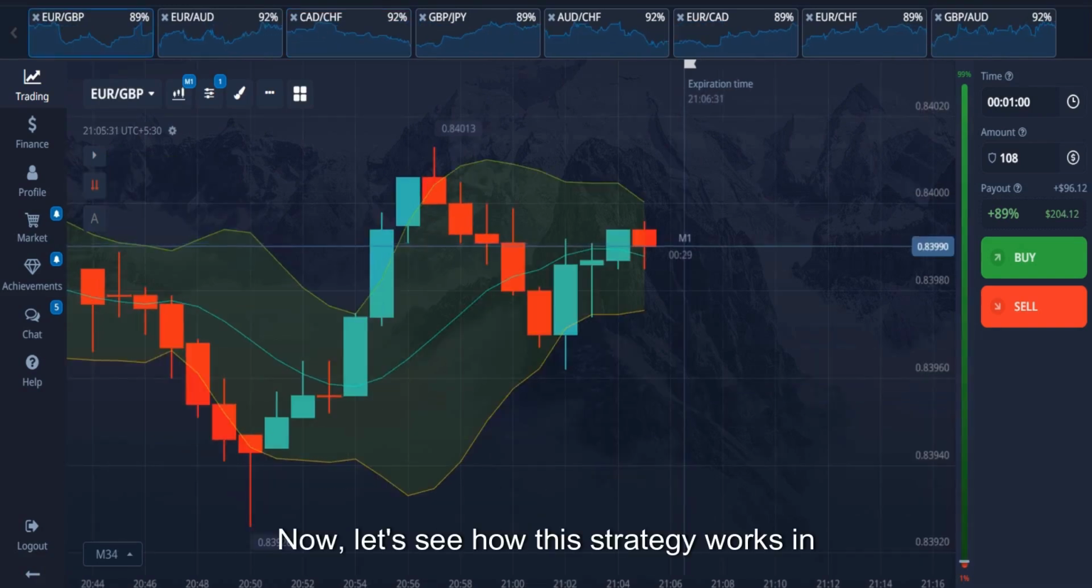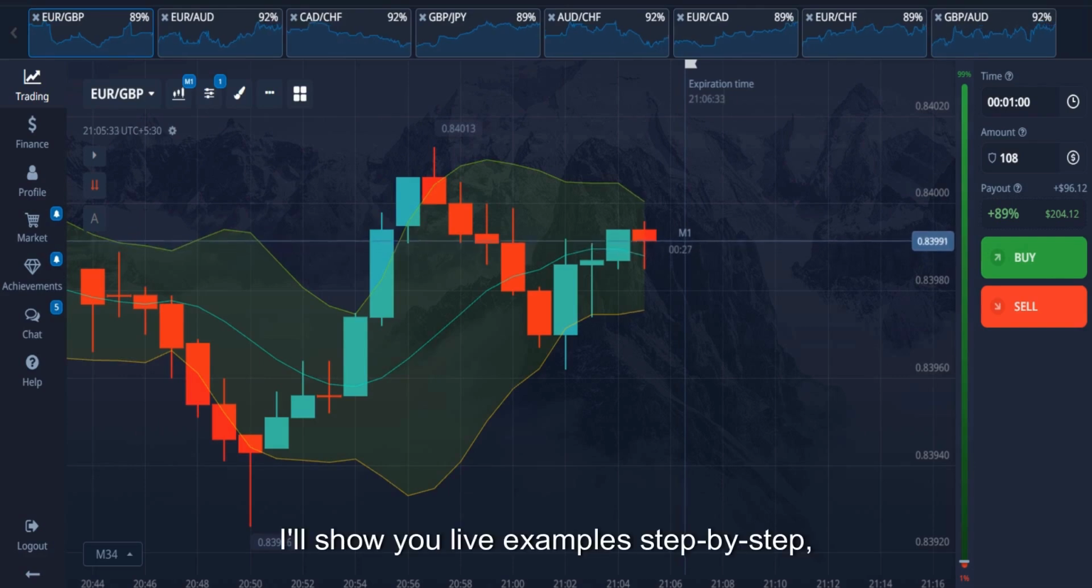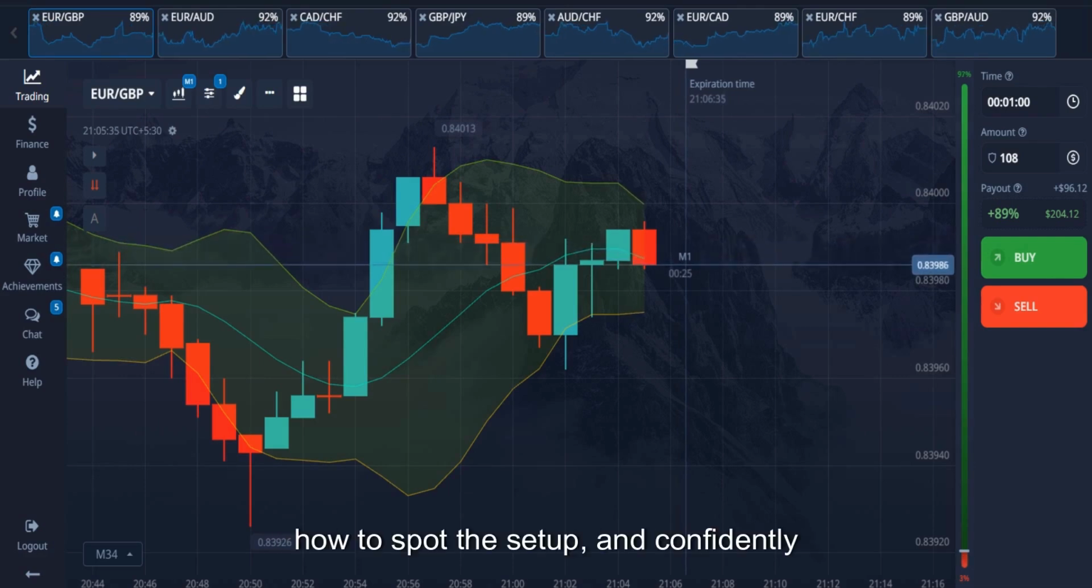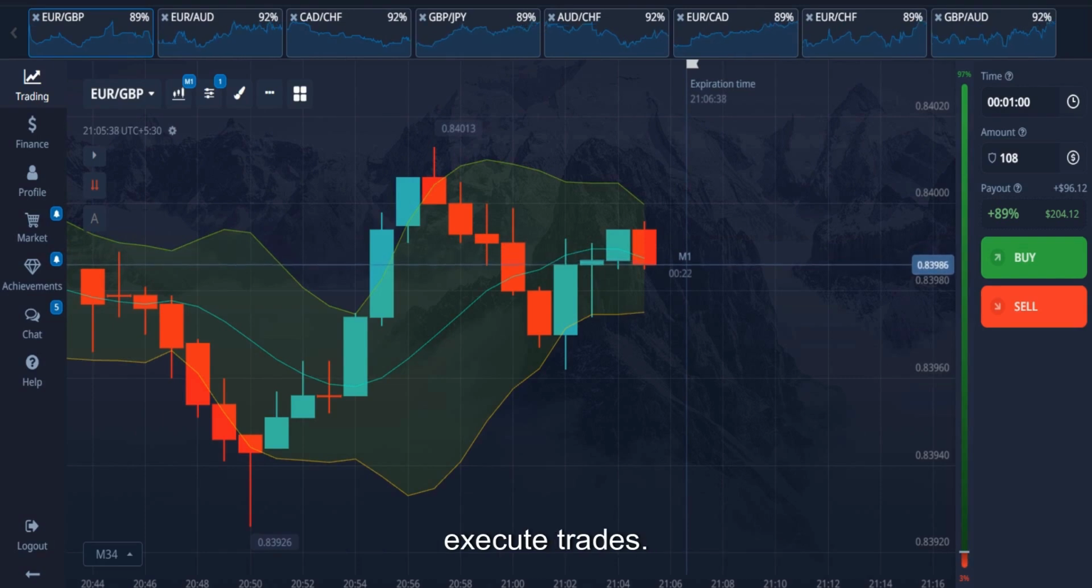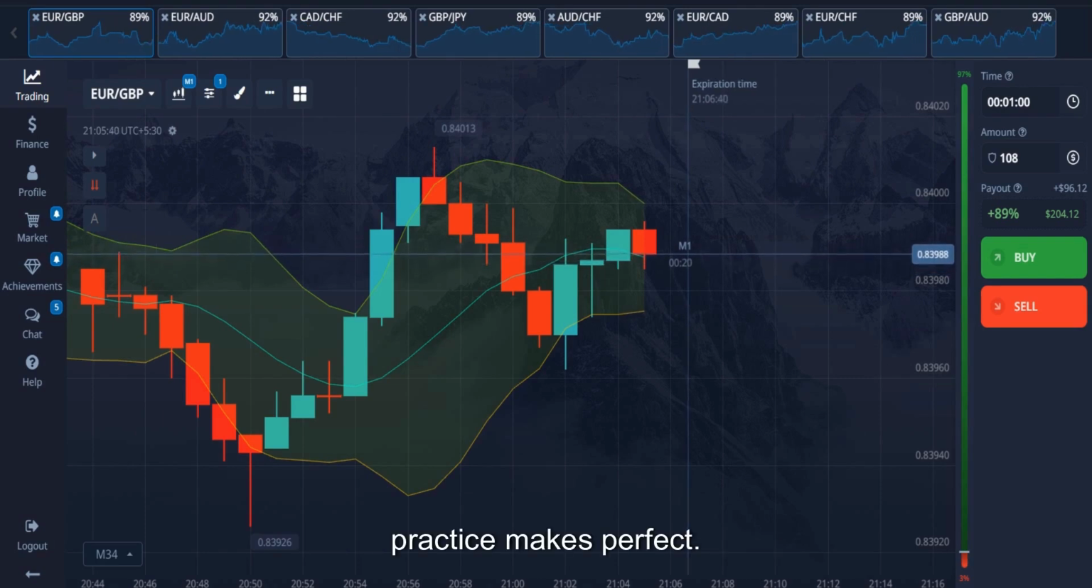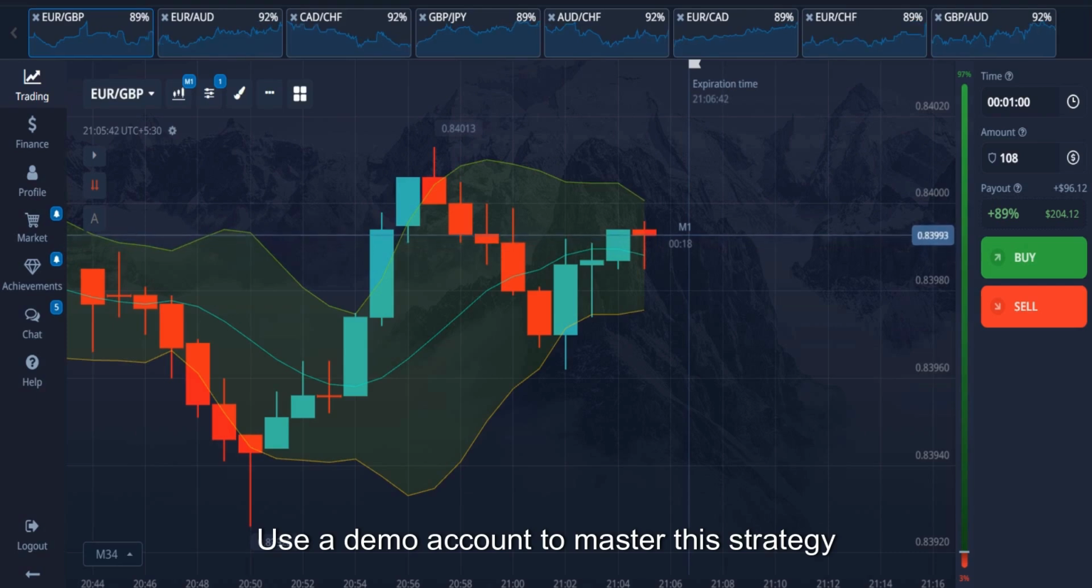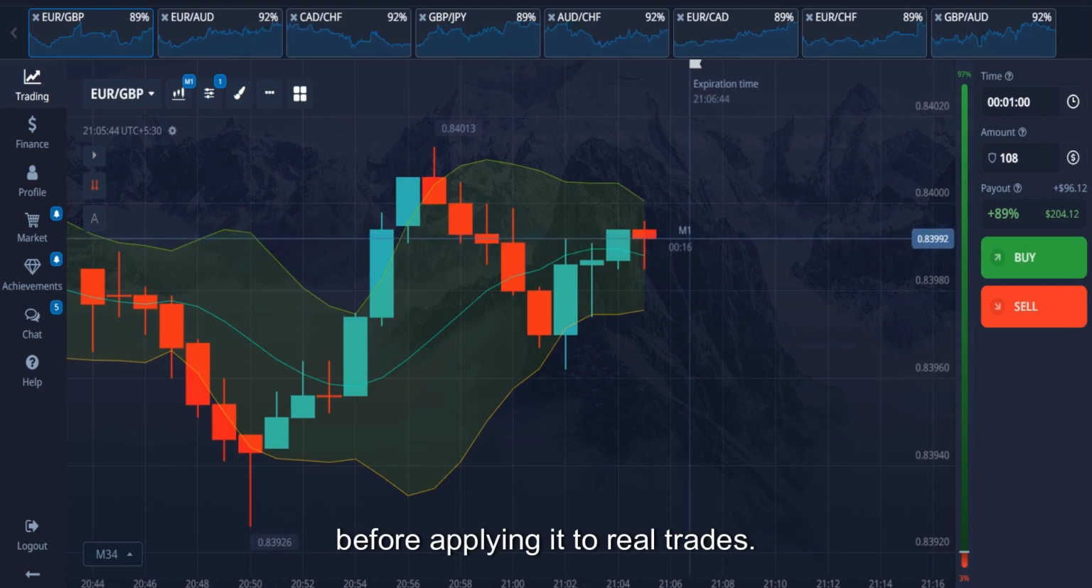Now, let's see how this strategy works in action. I'll show you live examples step by step, how to spot the setup and confidently execute trades. Remember, practice makes perfect. Use a demo account to master this strategy before applying it to real trades.